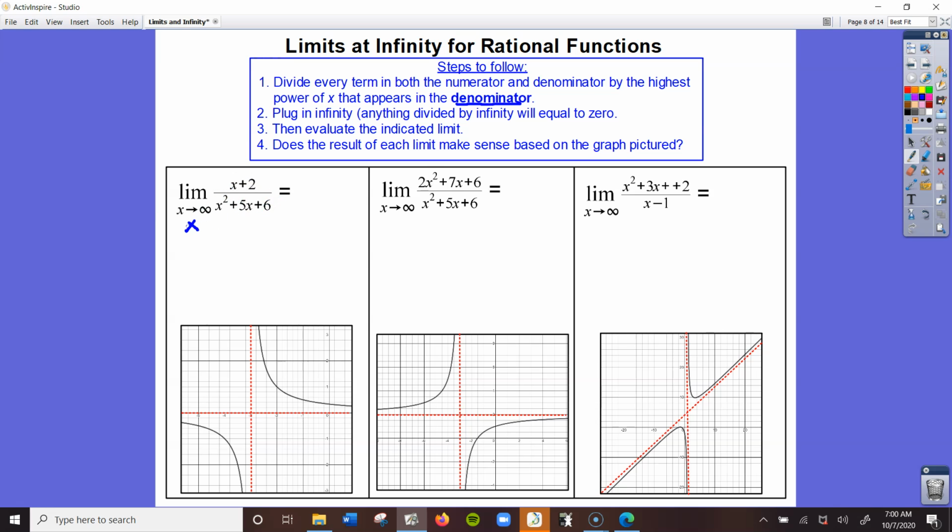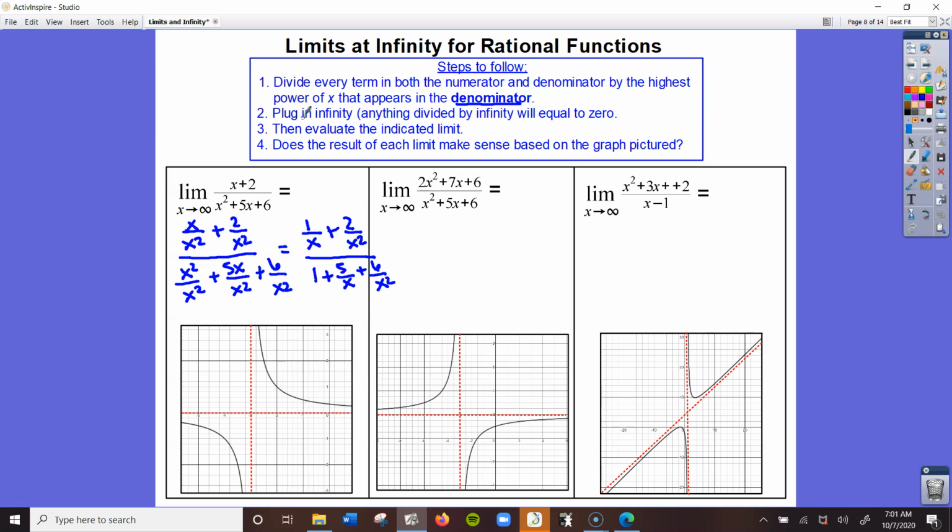So we have x over x squared plus 2 over x squared all over x squared over x squared plus 5x over x squared plus 6 over x squared. And then what you do is you simplify. So x over x squared is 1 over x, plus 2 over x squared, divided by 1 plus 5 over x plus 6 over x squared.